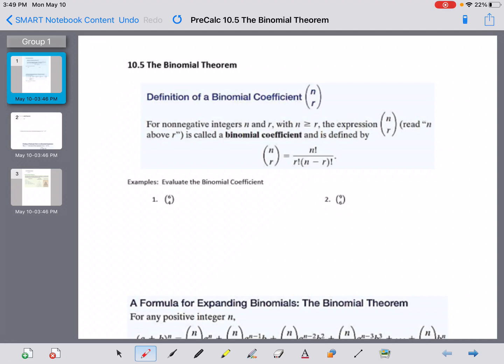All right, 10.5 notes, the binomial theorem. So we're going to start here with a definition of a binomial coefficient. And this is going to allow us to find and jump to find coefficients in expansions and such.